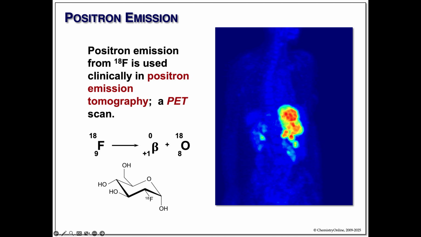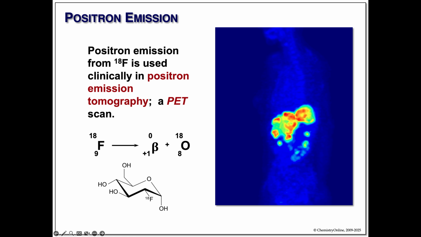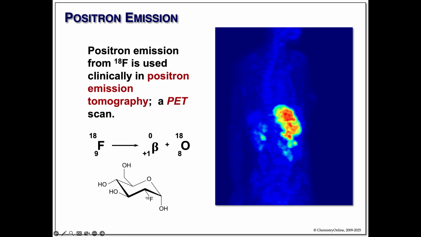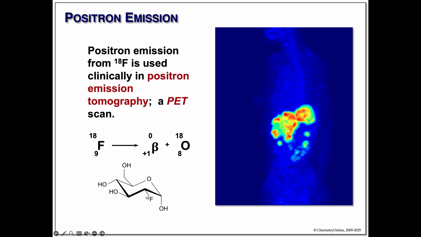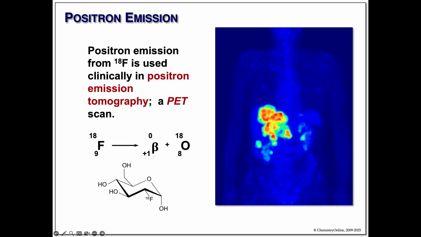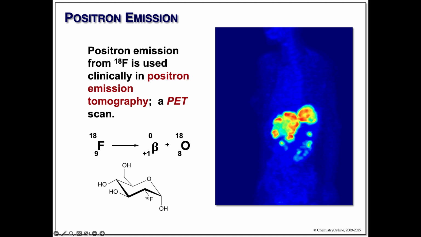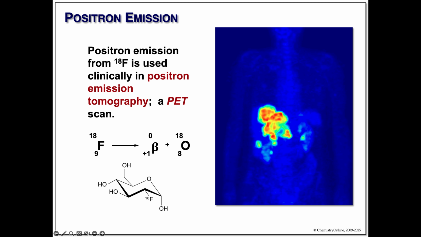This is somebody that unfortunately has a very bad abdominal tumor. Shown up very nicely with the PET scan. Again, positron hits the electron, you get gamma rays, and you can see it. Kind of cute. Any questions?